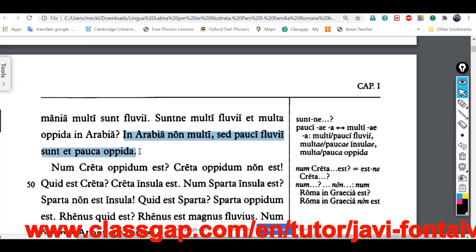Este multi se refiere a los ríos, supongo, por la i. No hay muchos, ¿no? En Arabia no hay muchos, refiriéndose a los ríos. Pero hay pocos. Okay, pocos, good. Hay pocos. Pauci fluvii, pocos ríos, y pauca oppida, pocas ciudades. Ah, ok, pocos ríos y pocas ciudades. Good job.